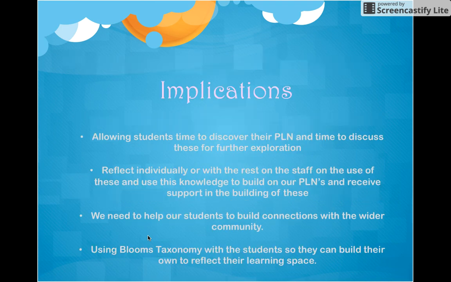In our classroom, we need to assign time for lessons for the students to engage and discover their personal learning space. We are also their best resource, so we need to be there to provide help and assistance to build connections for our students. We also need to investigate our own personal learning networks and spaces, which can be done individually or as staff groups to further develop our knowledge, allowing us to support each other as we build up our own PLNs.